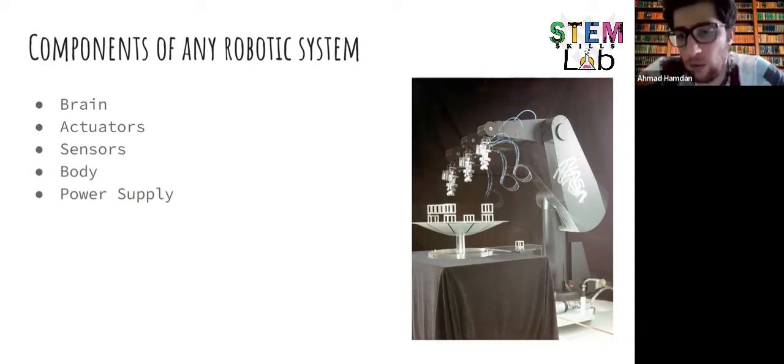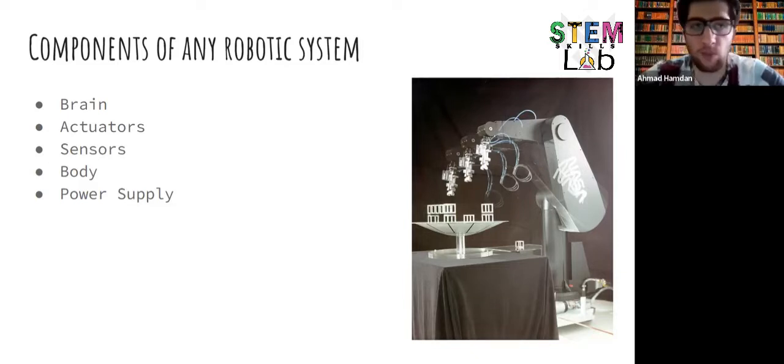Power supply, of course, we use electricity for robots, and we could have either batteries, or we could plug it into a socket, and so on. So these are the five main components of any robotic system, and these are very general, of course.